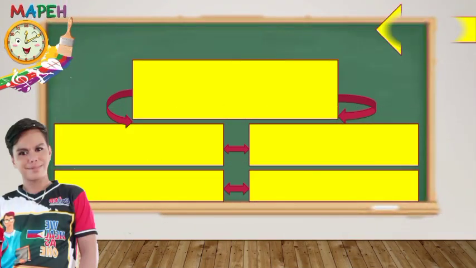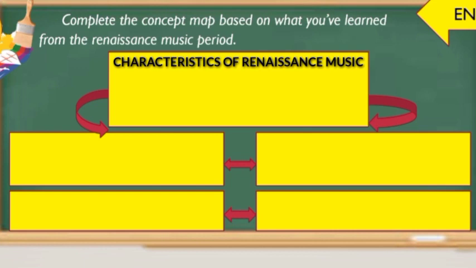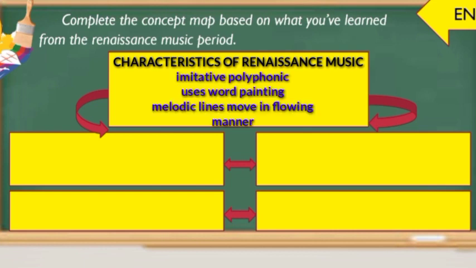Next is engage. Complete the concept map based on what you've learned from the Renaissance music period. Characteristics of Renaissance music. Polyphonic is the distinct feature of Renaissance. Imitation among voices is common. It uses word painting in text and music, where melodic lines move in flowing manner and are easier to perform because of a few large leaps in musical skill.